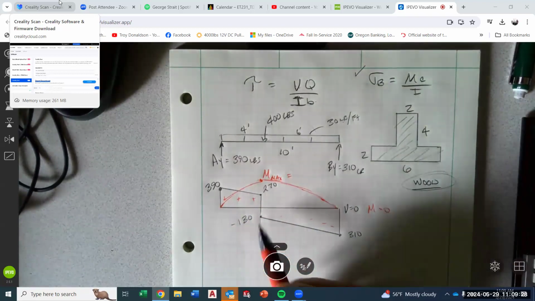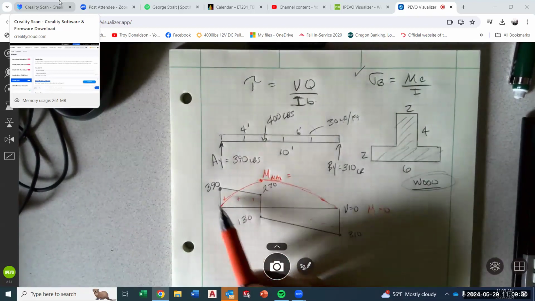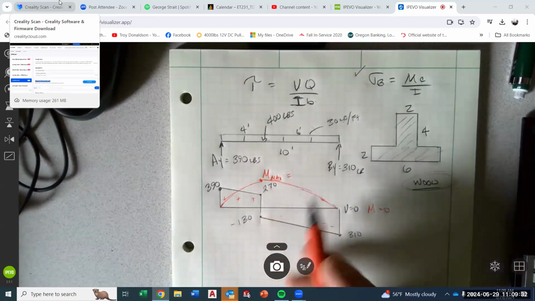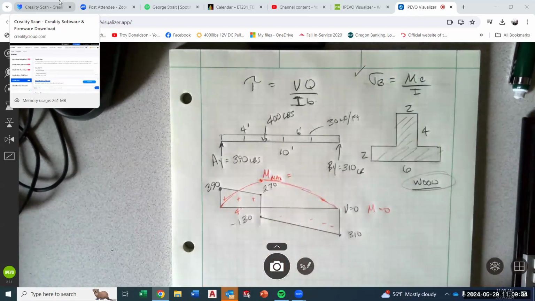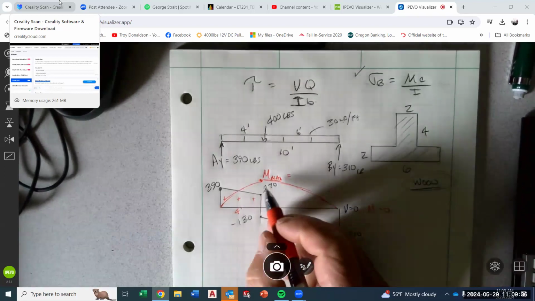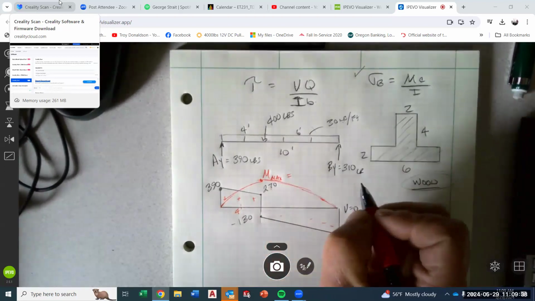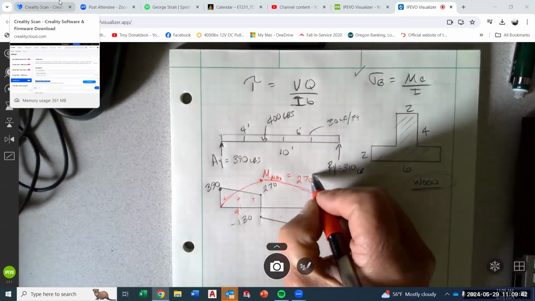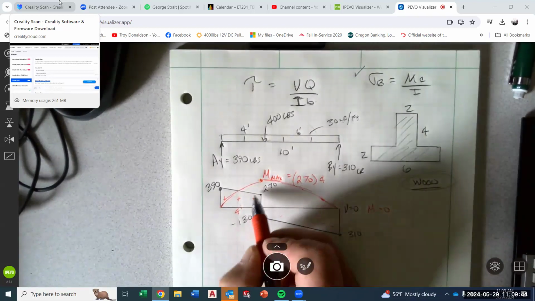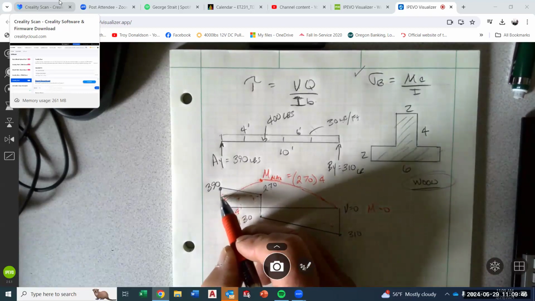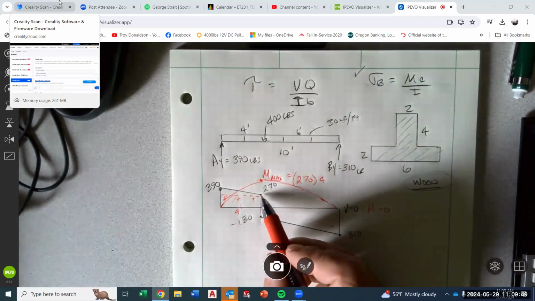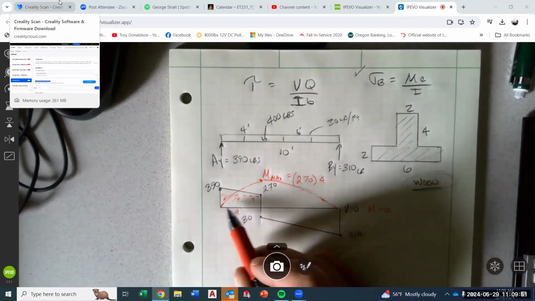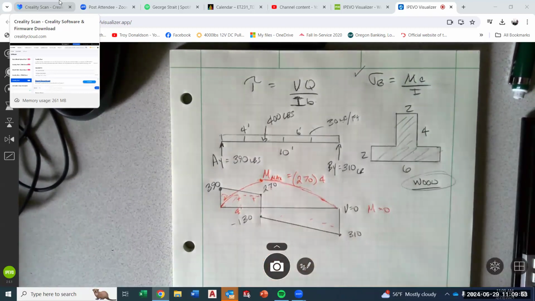So we can get that from this area. So it's going to be the rectangle, the 270. This is 4 feet. So 270 times 4. I'm going to put it down a little lower. So that's the rectangle right here. That's this rectangle with a height of 270 and a base of 4 feet.